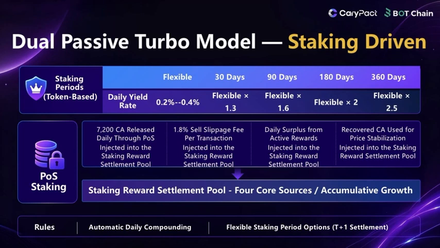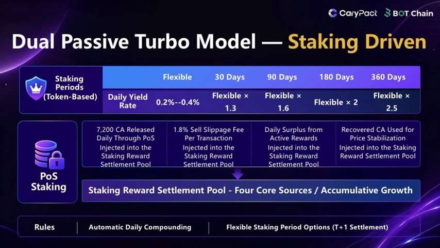The system operates on daily auto-compounding, allowing rewards to continuously compound over time through the power of compounding growth. At the same time, the staking model remains flexible with a T+1 settlement mechanism, providing both liquidity and efficiency for participants. Now let's take a look at the daily staking returns. Our model is token-based, designed to reward long-term participation.